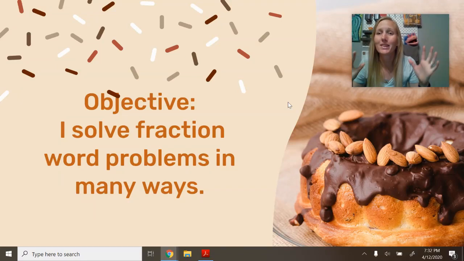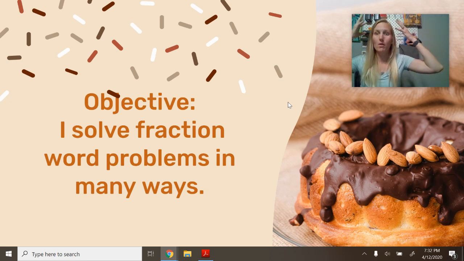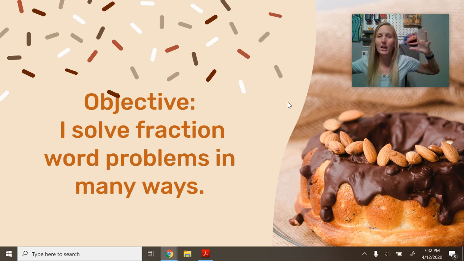I've got another math lesson, and now we're going to take fractions and move them into word problems. Oh yeah, I love word problems. All right, so let's do our objective together. I can solve fraction word problems in many ways.